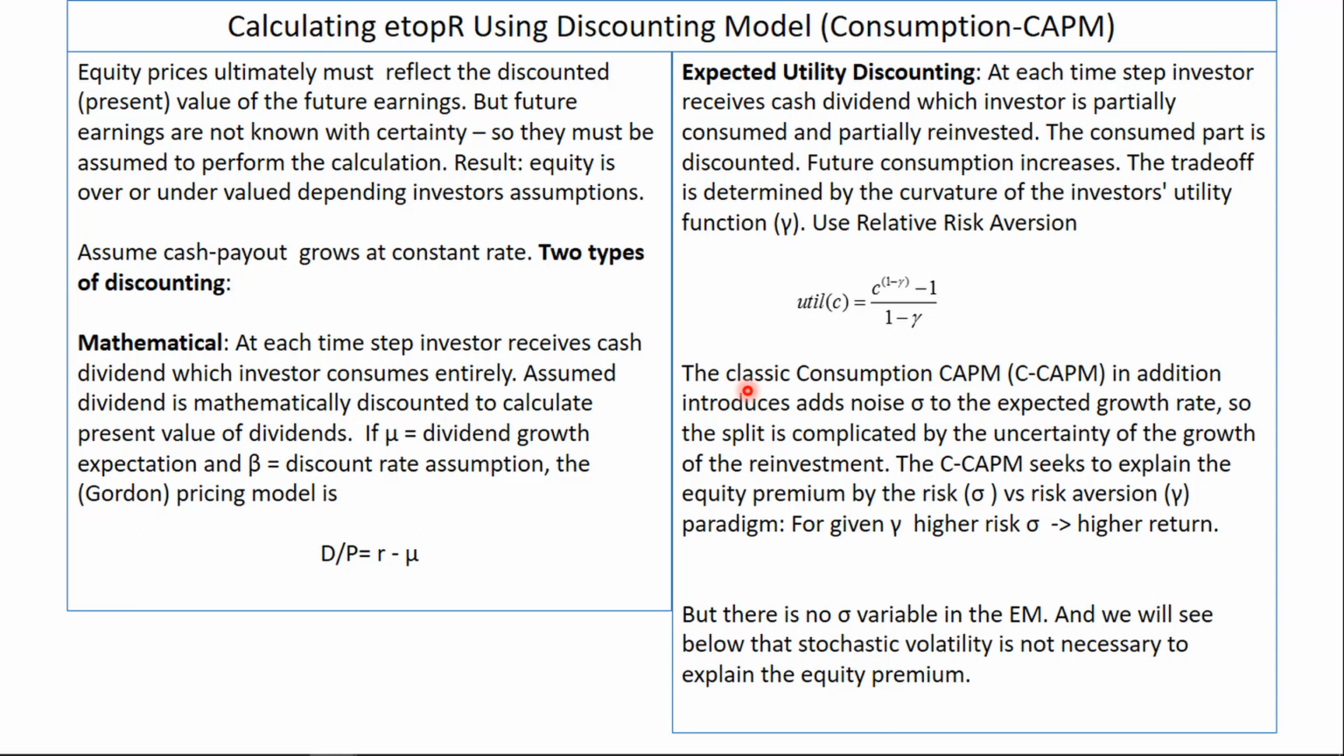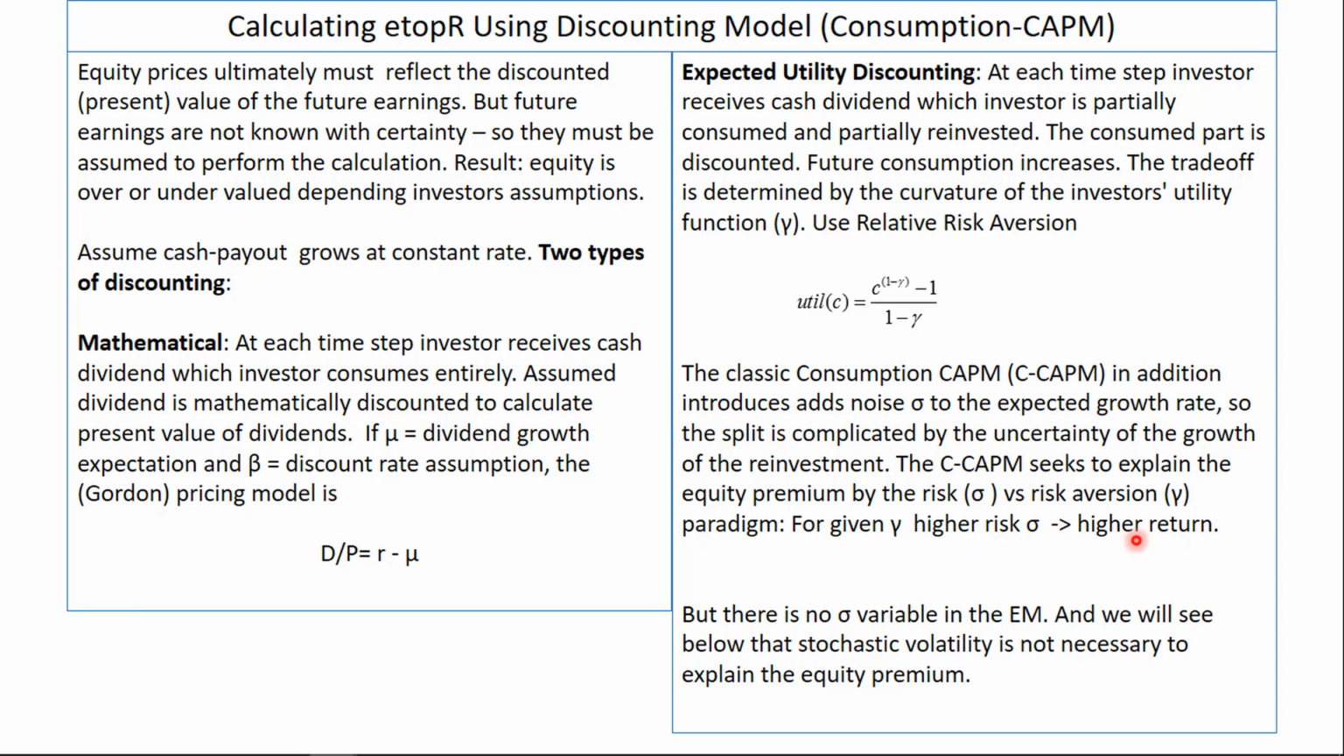The classic consumption CAM, the C-CAM as I'll call it, initially introduces a noise into the expected growth rate. And this has the effect of complicating the decision about how much to reinvest. And the classical academic models, which have been at the heart of academic finance, equity finance, for the last 40 or 50 years, have adopted the paradigm that the equity risk premium is controlled by this risk factor, sigma, which is the volatility of the equity. And that's being traded off against the risk aversion of the investor. For a given gamma, they say higher risk implies a higher return.